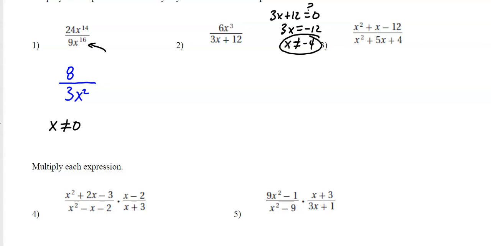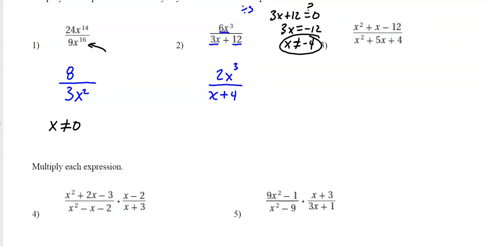Now let's go through and simplify this thing out. When I want to simplify this, I've got to look at all three terms. This one, and this one. And the only thing they all have in common is a 3. So I'm going to just divide everybody by 3. I'm going to get 2x to the third over x plus 4. And now none of those three terms have any more common factors in them, so we're kind of done.